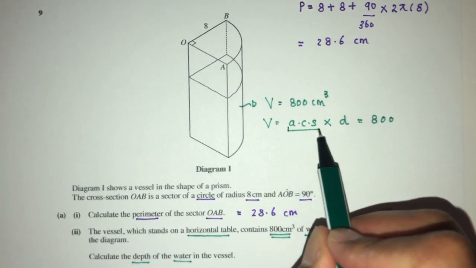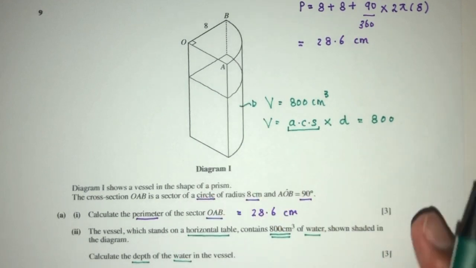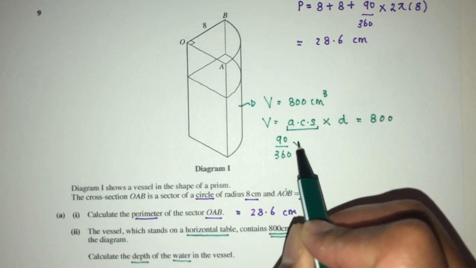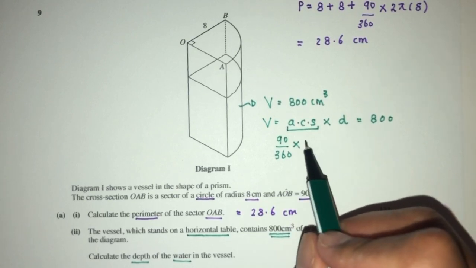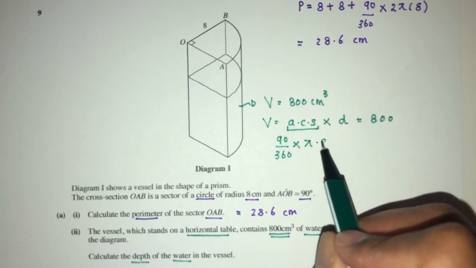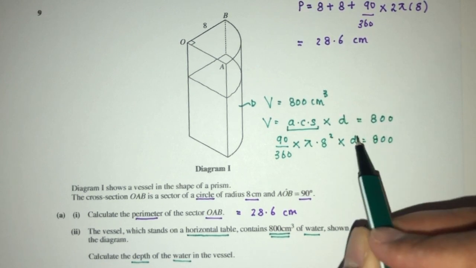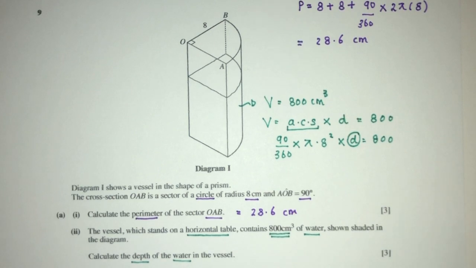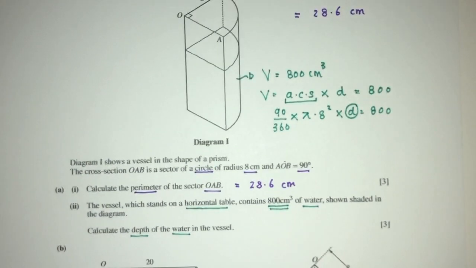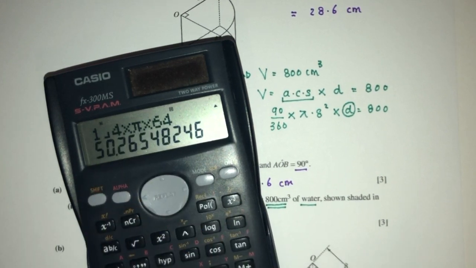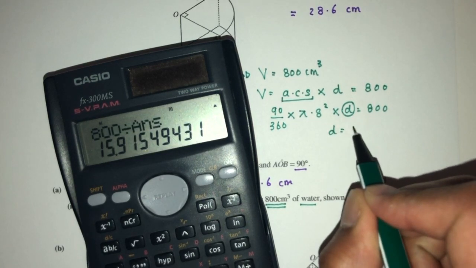Now the area of cross-section, pretty easy. It is the area of a sector of a circle, which is equal to the angle over 360 times the area of the circle, pi r squared, which is 8 squared. Then times d, which we don't know, equals 800. Solve for the value of d, which means we have to make d the subject of the formula. So that will be 1/4 times pi times 64, which will give you this. So 800 divided by the answer will give you d is 15.9.